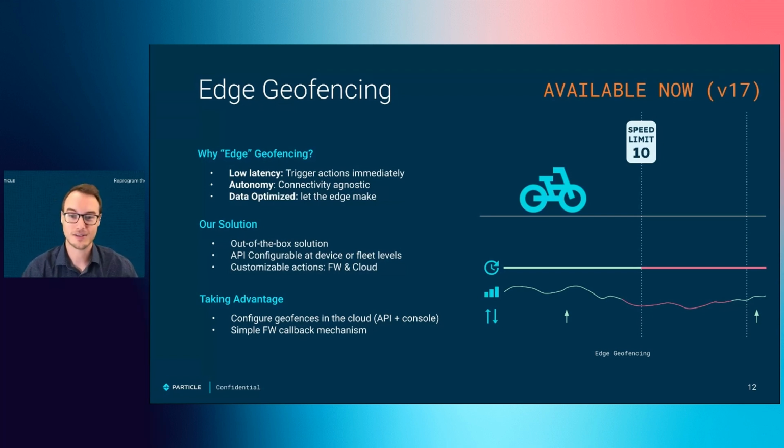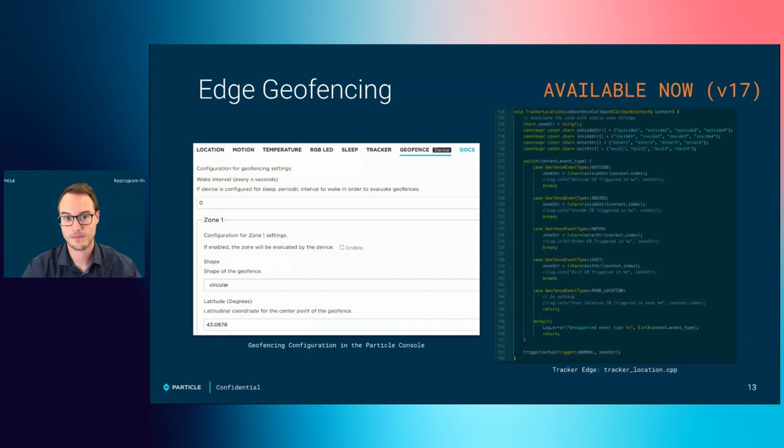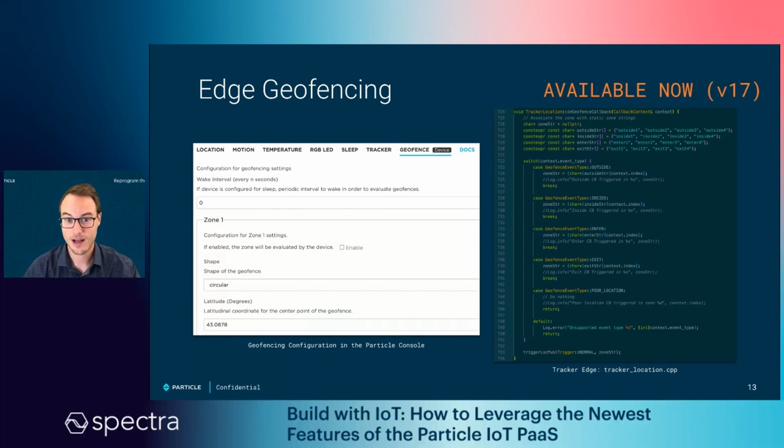Well, edge geofencing is a complex problem, which requires knowledge of GNSS systems, geometry, statistics, and a number of other subjects. But the best part about it is you don't have to worry about any of that. We've solved it, and we've made it really easy to use. So how do you take advantage of this feature? Well, if you've already downloaded V17 of Tracker Edge, it's already in there. And all you need to do is configure up to 4 point and radius zones in the console with no firmware required. And I'm showing you an example of this on the slide on the left here.